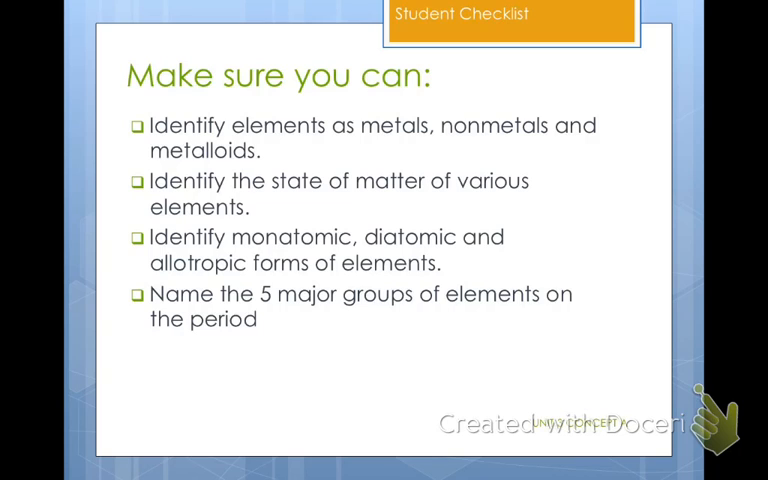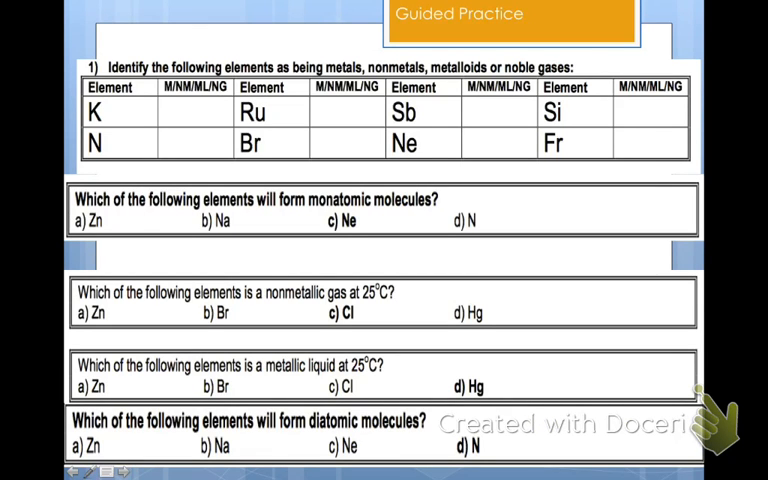Finally, let's talk about what you should have been able to gather from the video. Pick out who are the metals, nonmetals, and metalloids. Who are my solids, liquids, and gases? What does it mean to be monoatomic or diatomic or even allotropic? And finally, can you name the 5 major groups of elements? So let's take a quick look at some questions.